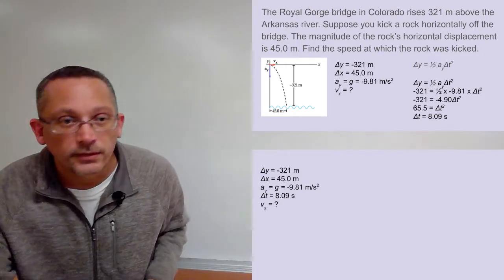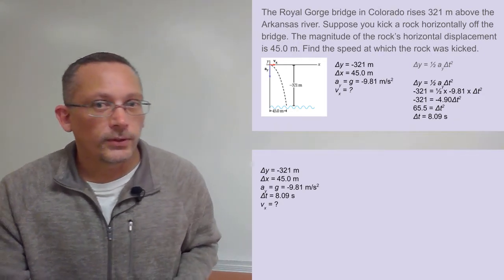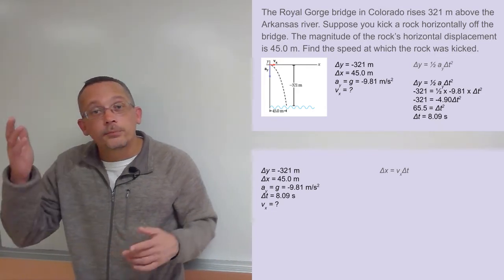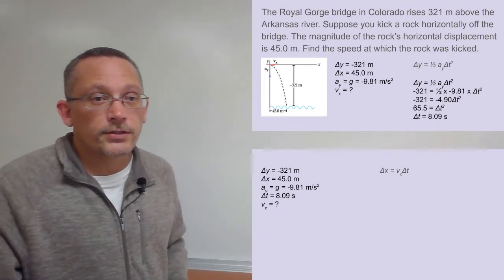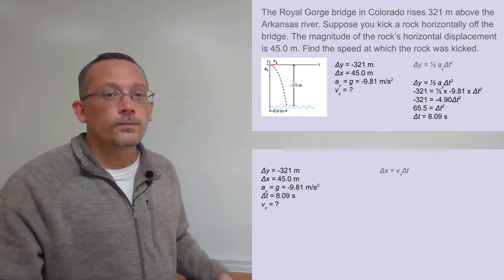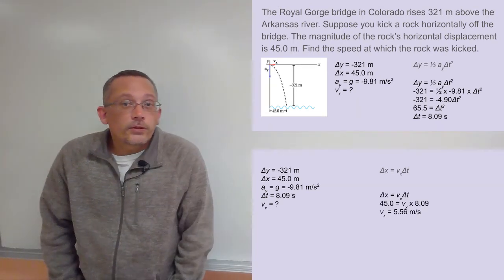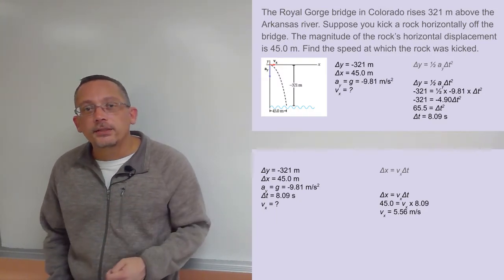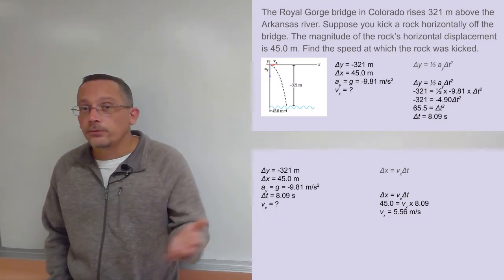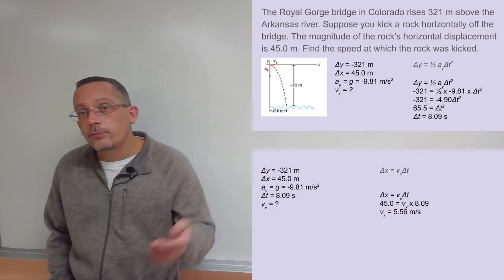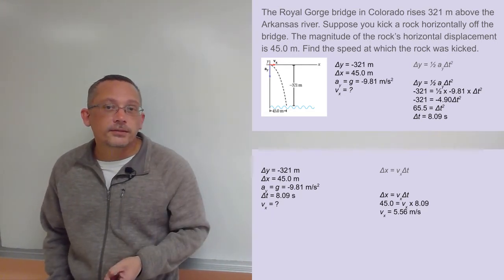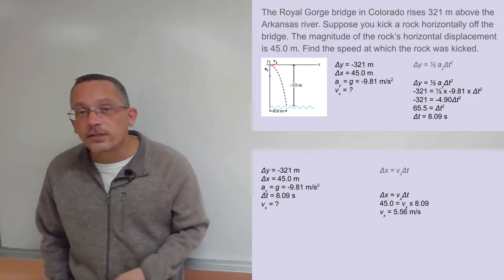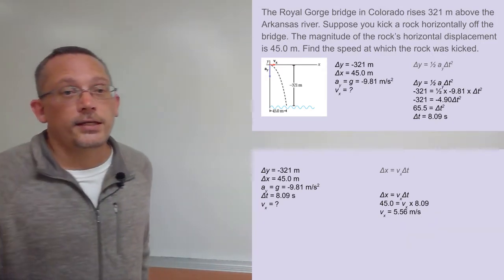So now I'm going to choose that equation, delta x equals v sub x delta t, and I'm going to put the numbers in there, and this should be a very simple one to put the numbers in and solve. So delta x was 45.0, v sub x is what we're looking for, and delta t was 8.09. So we put the numbers in there, we'll divide both sides by 8.09, and v sub x comes out to 5.56, to 3 significant figures. And that's a velocity, so it should be in meters per second.